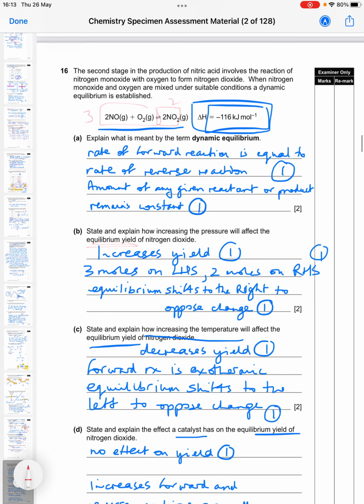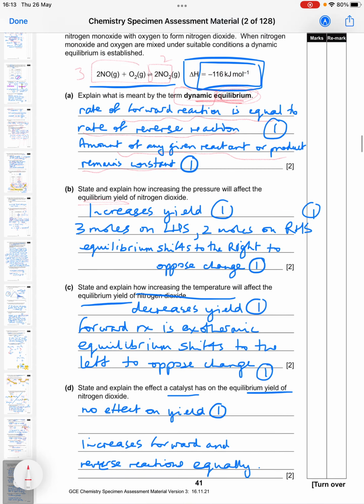Okay. Number 16, the second stage in the production of nitric acid involves the reaction of nitrogen monoxide with oxygen to form nitrogen dioxide. So when nitrogen monoxide and oxygen are mixed under suitable conditions, a dynamic equilibrium is established. So we look at the equation here, 2NO and O2 gives you 2NO2, and the enthalpy change is minus 116 kilojoules per mole. First off, what's meant by the term dynamic equilibrium? Well, the rate of the forward reaction is equal to the rate of the reverse reaction. That's equilibrium. And then the dynamic part is that the amount of any given reactant or product remains constant.